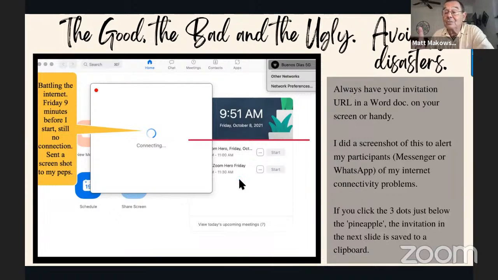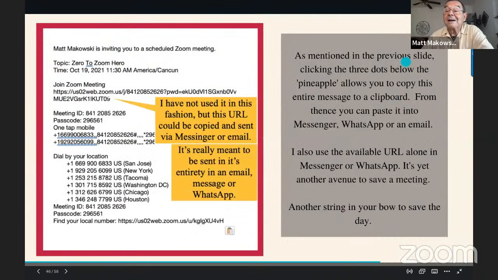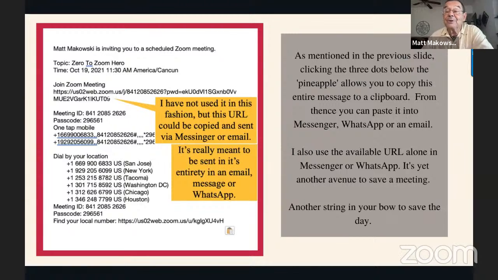Now, sending it on WhatsApp, it doesn't require a lot of bandwidth. And also my Messenger, very often it'll just go because I have a second provider, right? So continuing on, and as mentioned in the previous slide, clicking the 3 dots below the pineapple allows you to copy this entire message to a clipboard. From there, you can paste this into Messenger or WhatsApp or an email. This whole show you could send, okay?